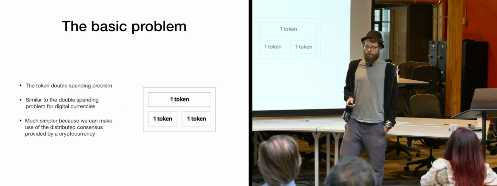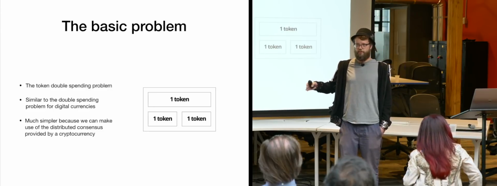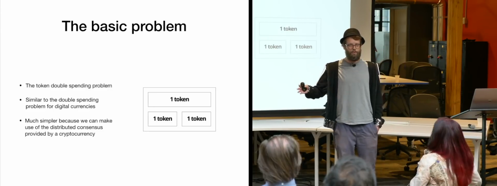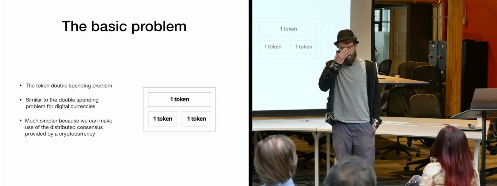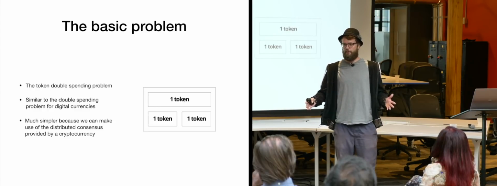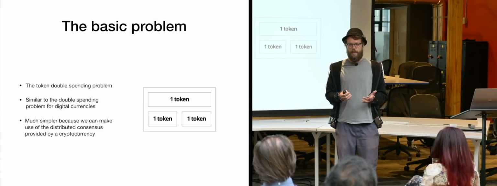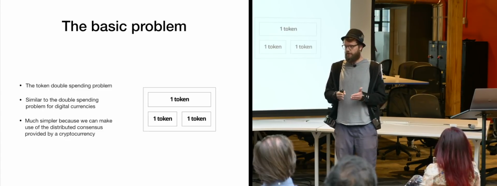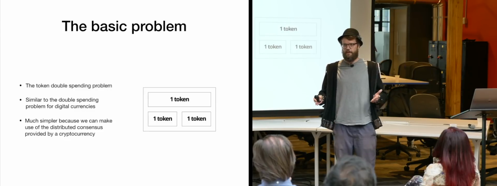So what's the basic problem that we have to solve if we don't want to implement this on just one computer, but in a decentralized network where nobody trusts each other? The big problem is that people might try to create tokens out of thin air. Basically they're spending one token twice. The point of these tokens is that if you can just increase the supply indefinitely, the price is going to go to zero, so nothing has value.